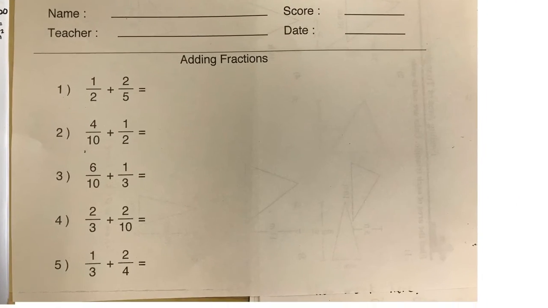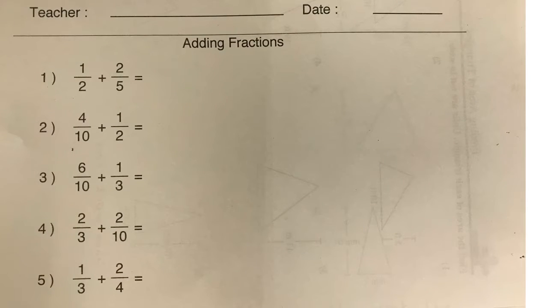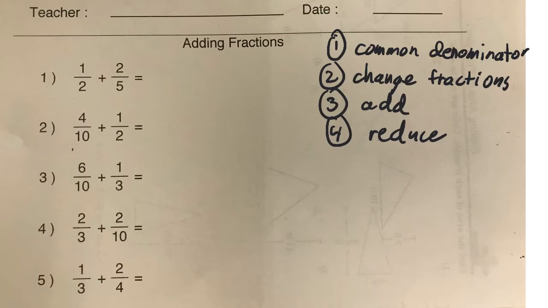And now quickly, let's do a few of adding fractions. And again, your steps will always be common denominator, then you change the fractions, then you add, then you reduce. Let me start at number 5, so I have some space down here. 1/3 plus 2/4. What is my common denominator between thirds and fourths? It's going to be 12ths. So now I change my fractions. How do I get from 3 to 12ths? Well, that's times 4. So I do times 4 here.